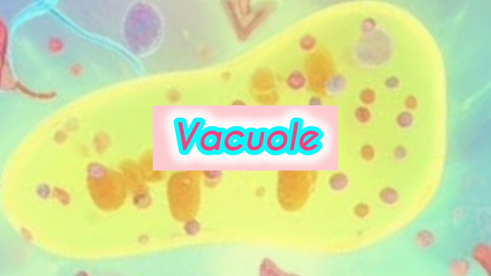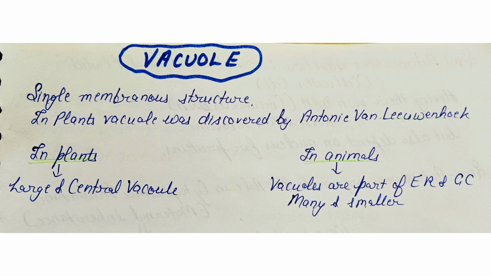Our next organelle is the vacuole. Talking about the vacuole, it is a single membranous organelle. In plants, it was discovered first by Anton van Leeuwenhoek.